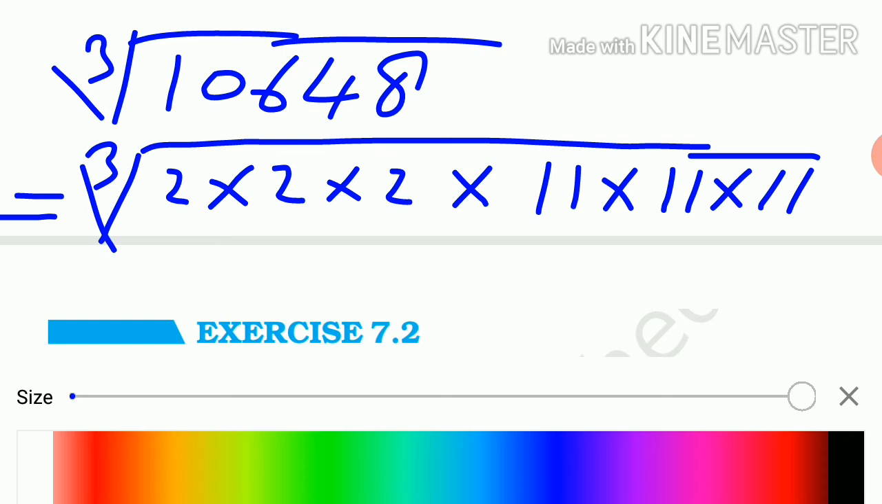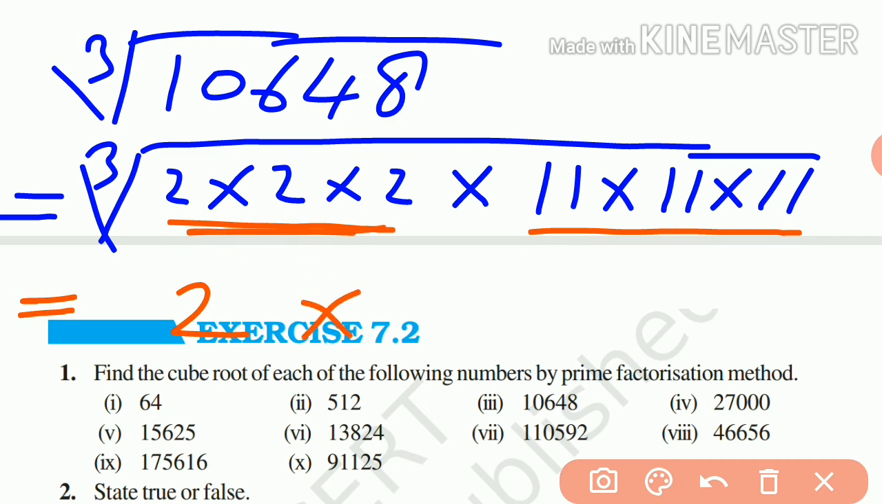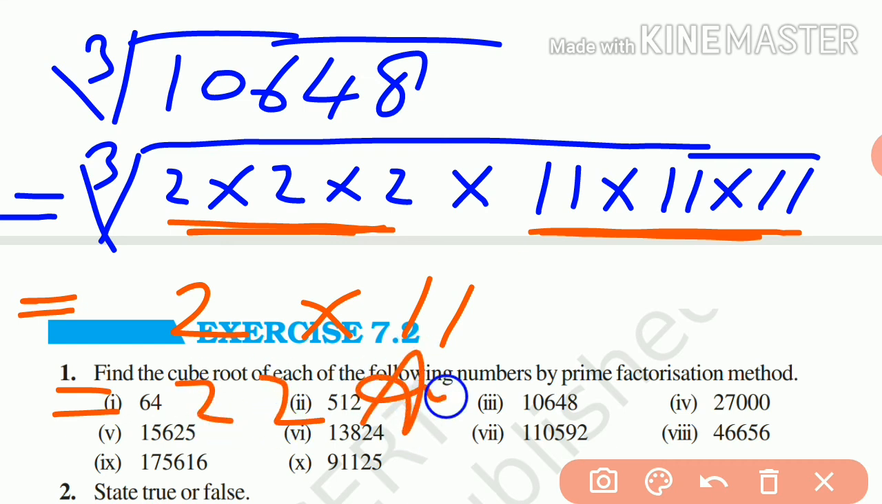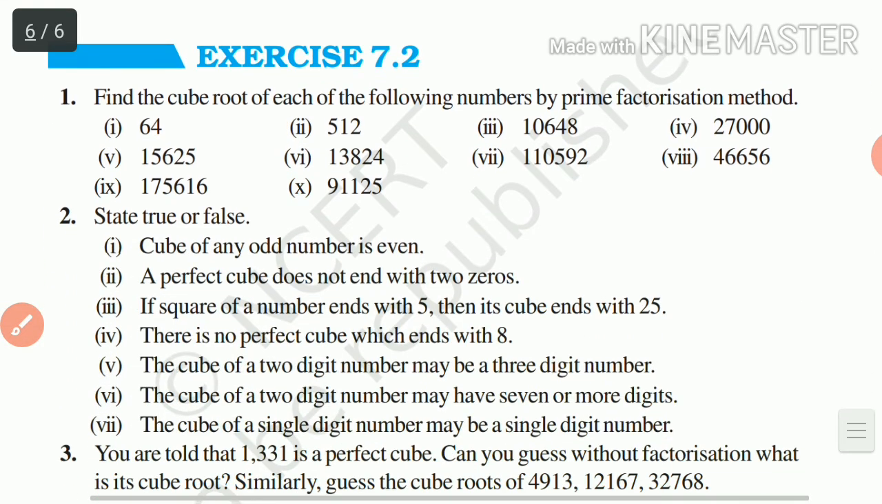So now we will take them in triplets. This is a triplet of 2, and this is a triplet of 11. So we will write 2 for this triplet and 11 for this triplet, and 11 2s are 22. 22 is the required cube root of the given number. Similarly, we can solve the other parts.